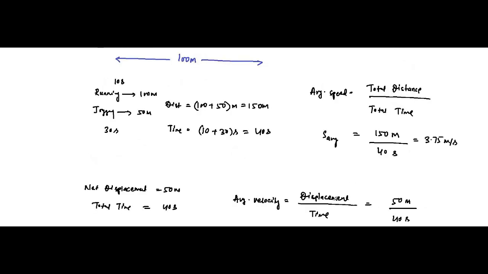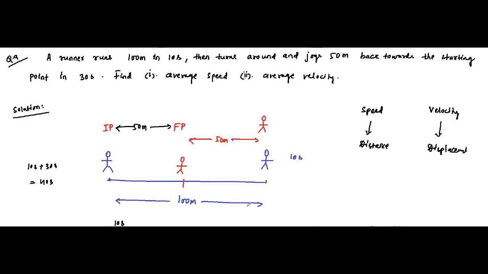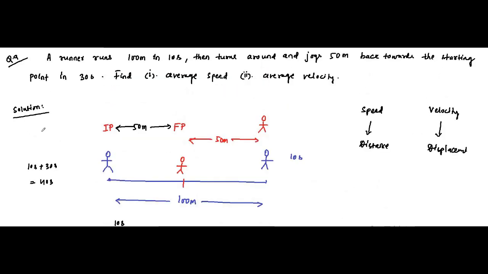So always remember the concepts associated with speed and velocity. When speed is asked, you have to take into consideration the total distance covered, and when velocity is asked, you have to consider the net displacement from the initial position, the gap between initial and final position. The time taken for both to achieve the distance and displacement is the same here.